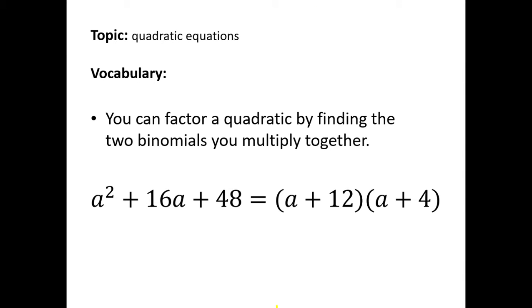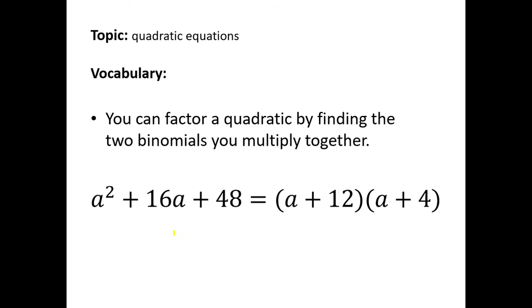This is the next video in our series on quadratic equations. This expression here is a quadratic equation. You can tell it's quadratic because the first variable here has an exponent of 2. That makes it a quadratic equation.